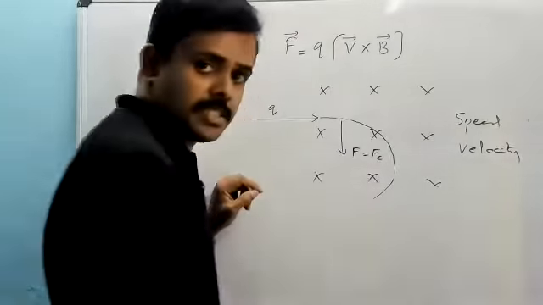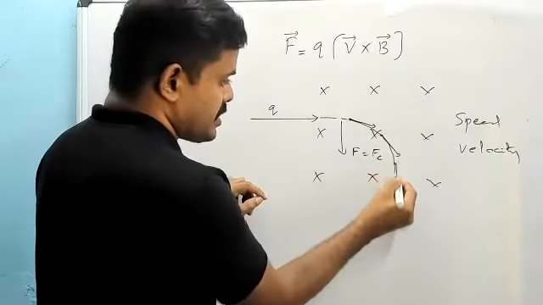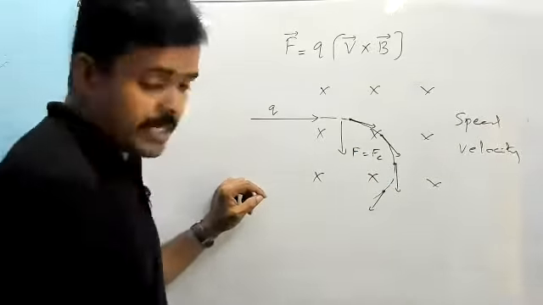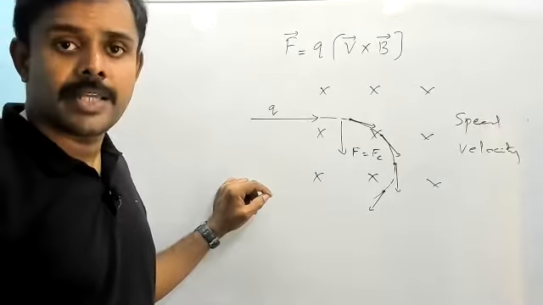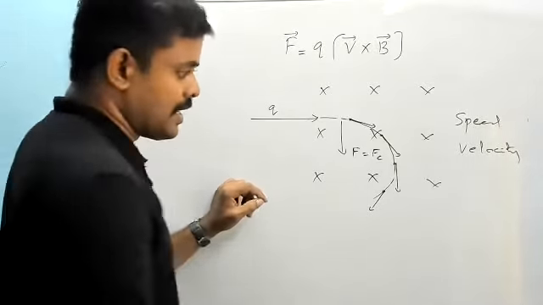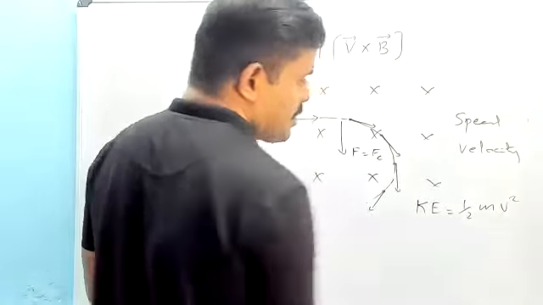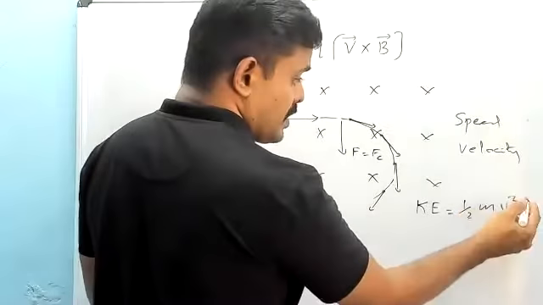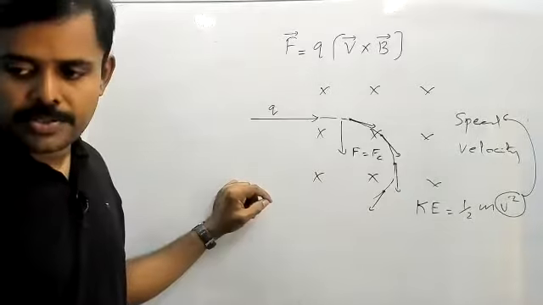Velocity alone changes. Look at that, because velocity here is in this direction, here is in this direction, here is in this direction. So velocity keeps changing as direction keeps changing, but speed remains constant. And then kinetic energy. How about kinetic energy? Kinetic energy is half mv square, where v is not velocity, v is actually speed. Since speed is constant, kinetic energy is also constant.